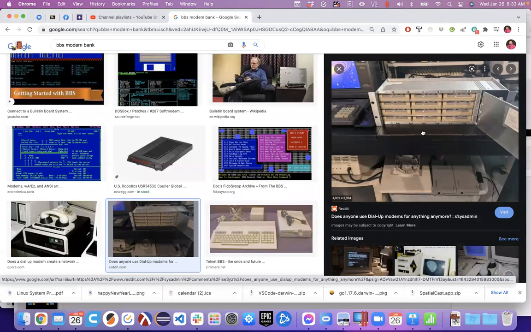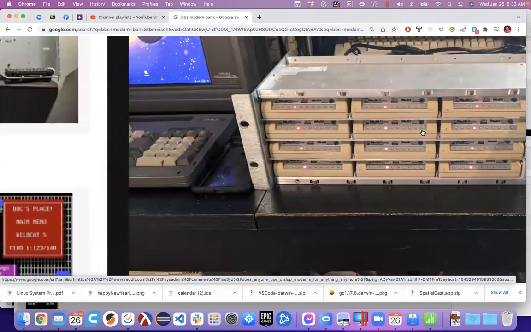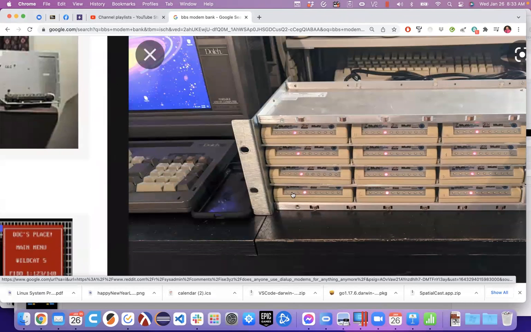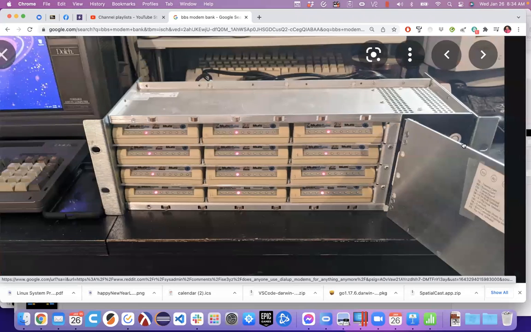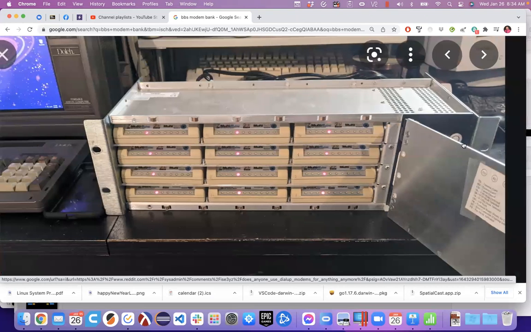Something like this, where you had a bunch of modems in here, and this is that line mapper piece of equipment where people would dial into the phone number associated with this. It would hand off to one of these modems. You still had to have a telephone line for every one of those modems. It would just kind of forward the call.